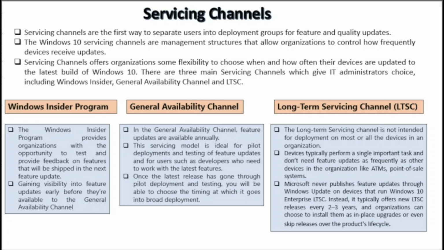With respect to the Windows Insider program, it's a program which provides organizations with the opportunity to test and provide feedback on features that will be shipped in the next feature updates. Gaining insights or visibility into the feature updates early, before they are available in the general availability channel, helps organizations to plan their deployment. In the general availability channel, feature updates are available annually.